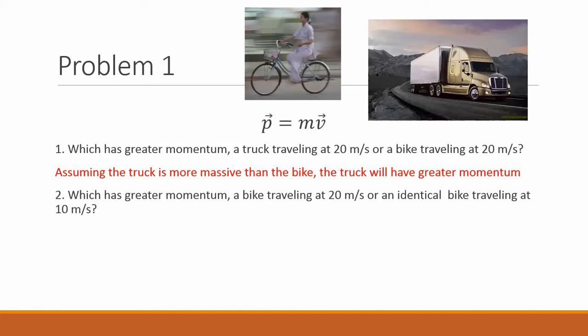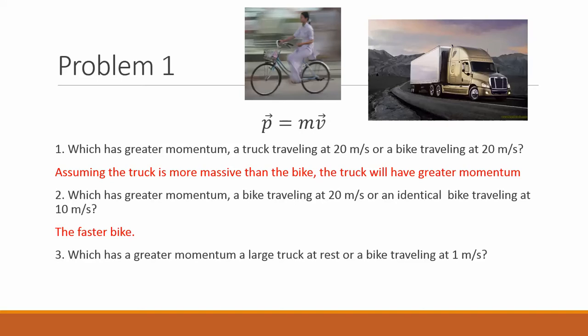Which has greater momentum, a bike traveling at 20 meters per second or an identical bike traveling at 10 meters per second? Well, those bikes, since they're identical, have the same masses, so the only difference is their velocities. So the faster bike will have a greater momentum.